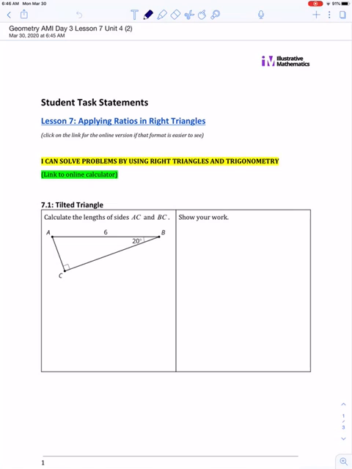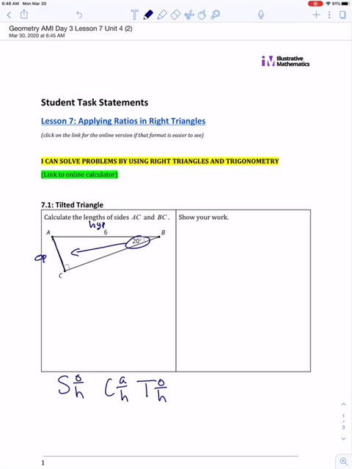So, again, remember this: SOH CAH TOA. And this way we can see what ratio we're needing. It's wanting us to calculate the lengths of AC and BC. So I'm going to start with AC. We're given 20 degrees, so this is our opposite side. And then we know our hypotenuse.